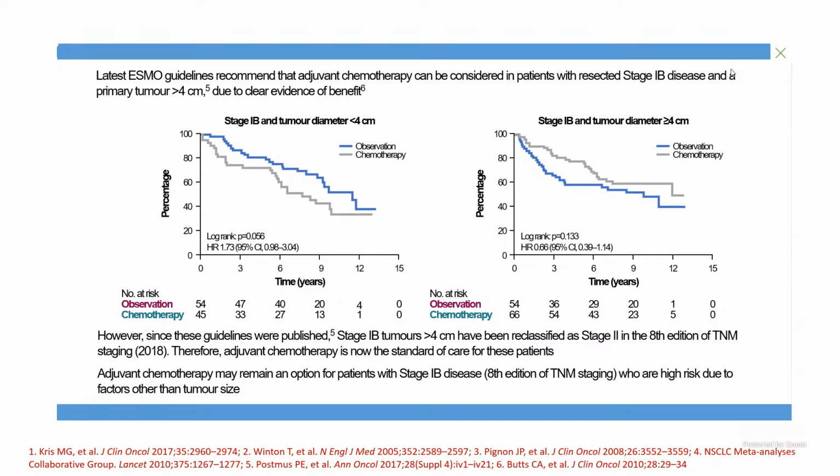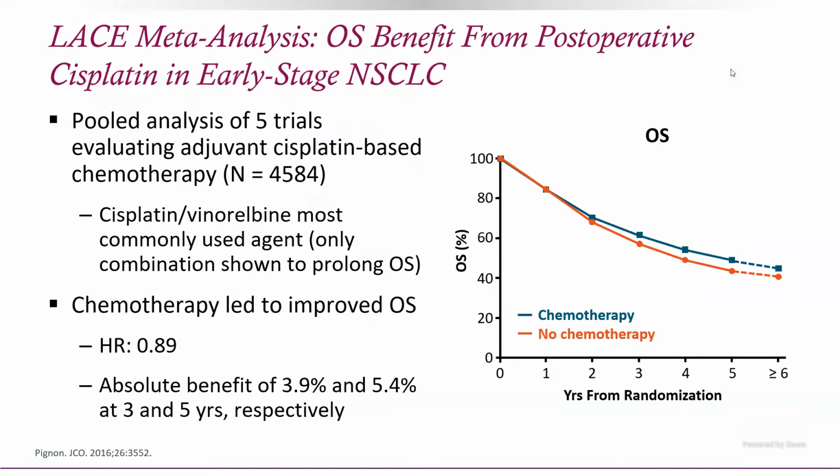And this is the ESMO guideline, quite old to be honest. But the role of adjuvant chemotherapy was established quite early. More than 4 centimeter tumor, node positive tumor, we used to give chemotherapy, and we're still giving adjuvant chemotherapy. And this is based on this meta-analysis where cisplatin and vinorelbine were used as adjuvant chemotherapy, and it showed a 5 year survival benefit of about 5.4%.